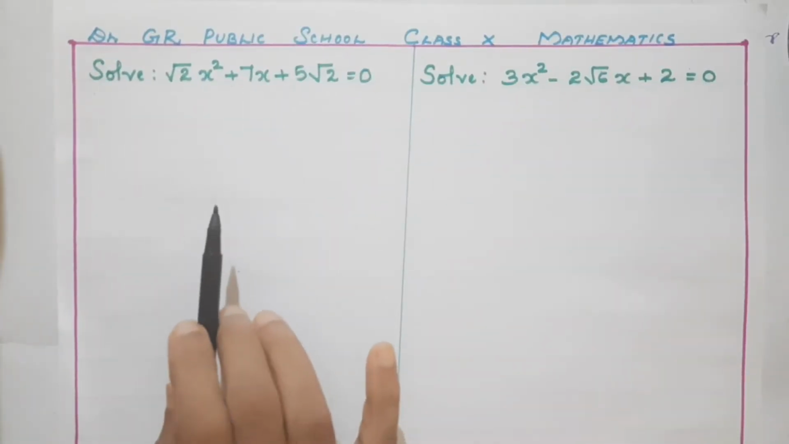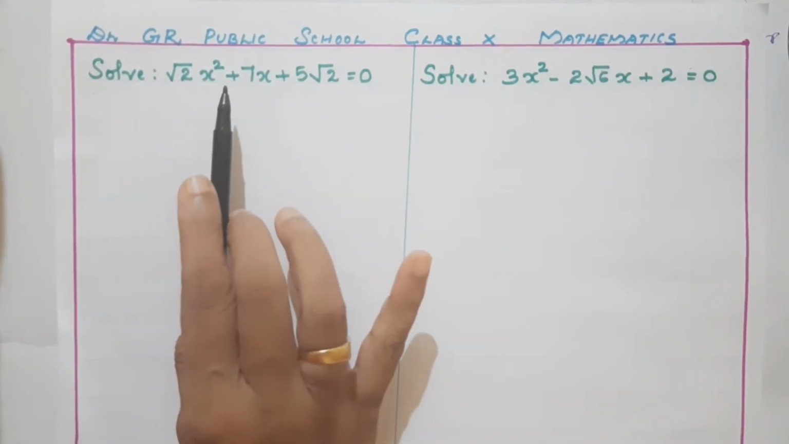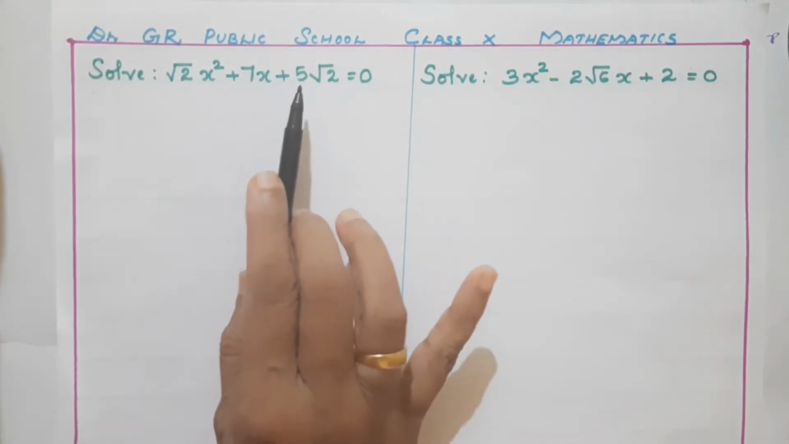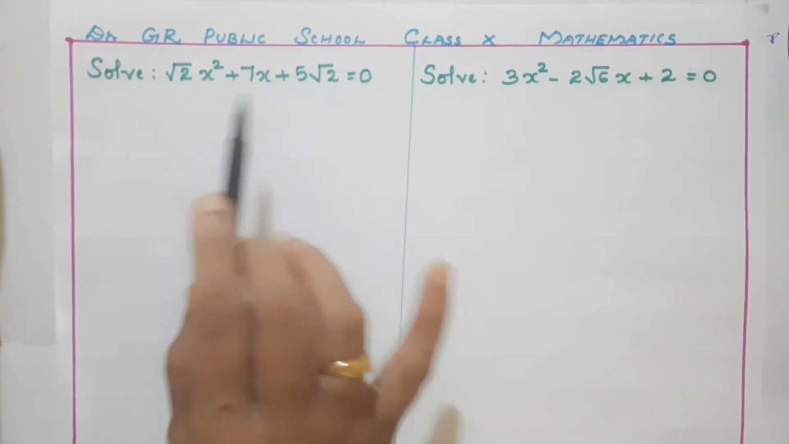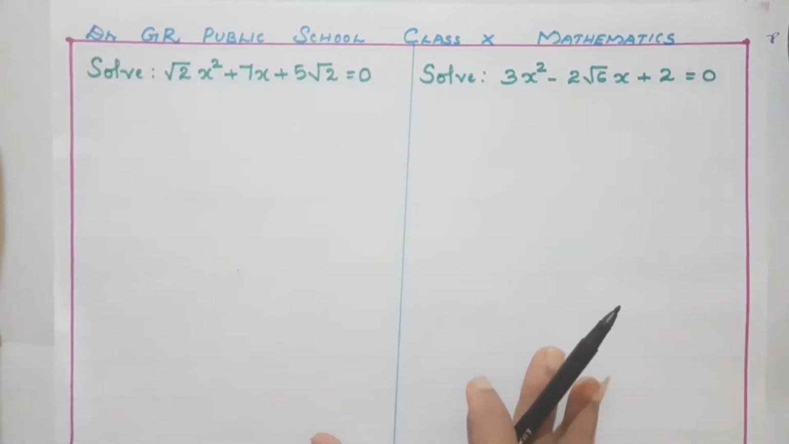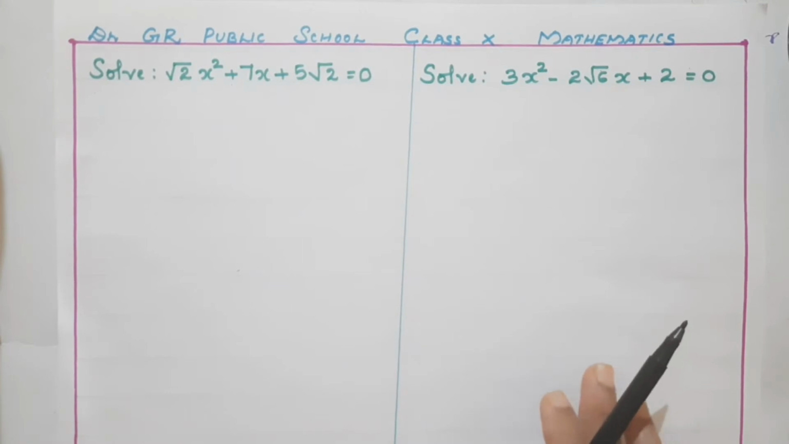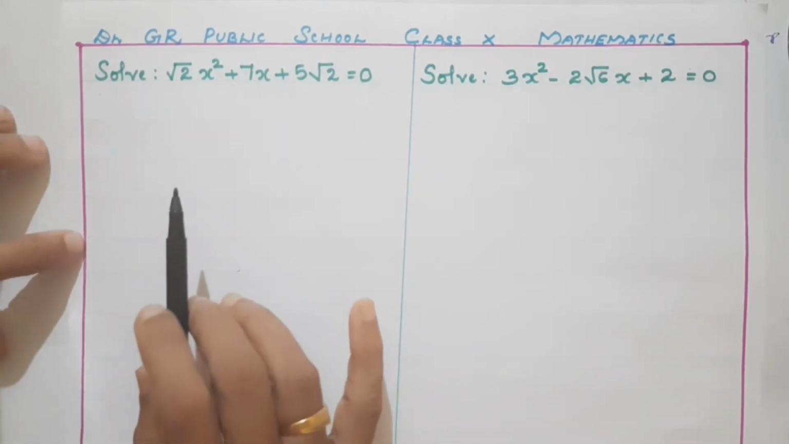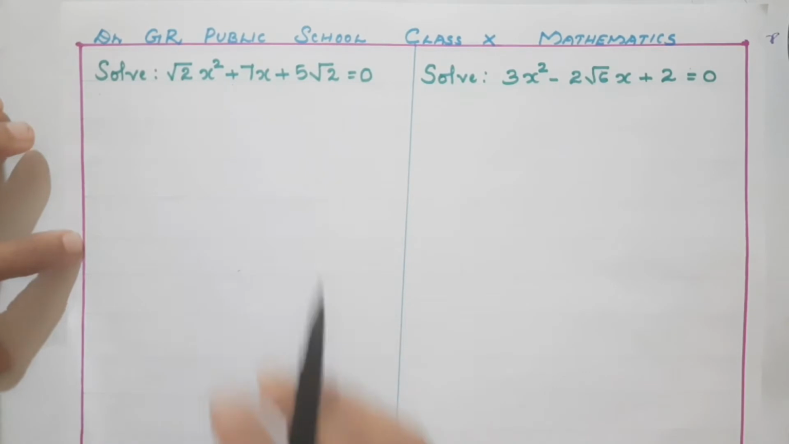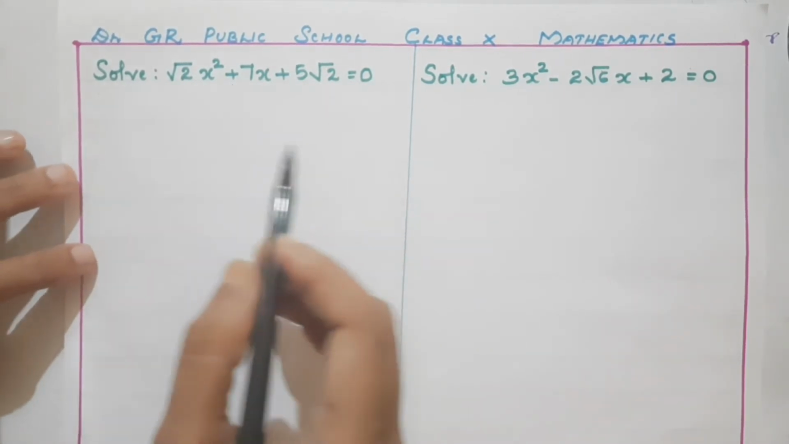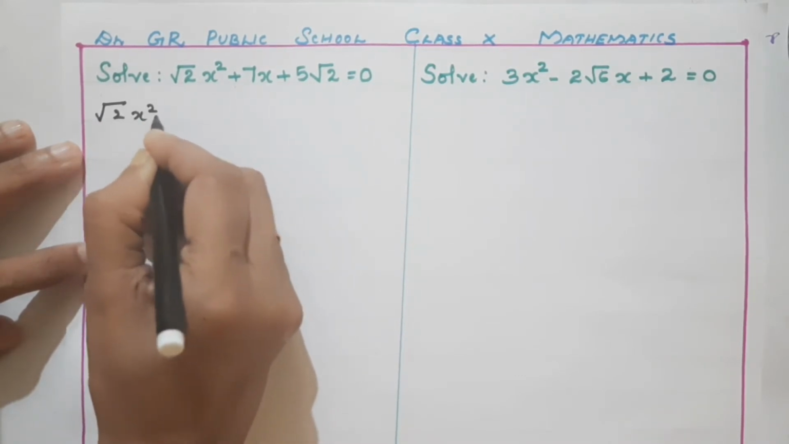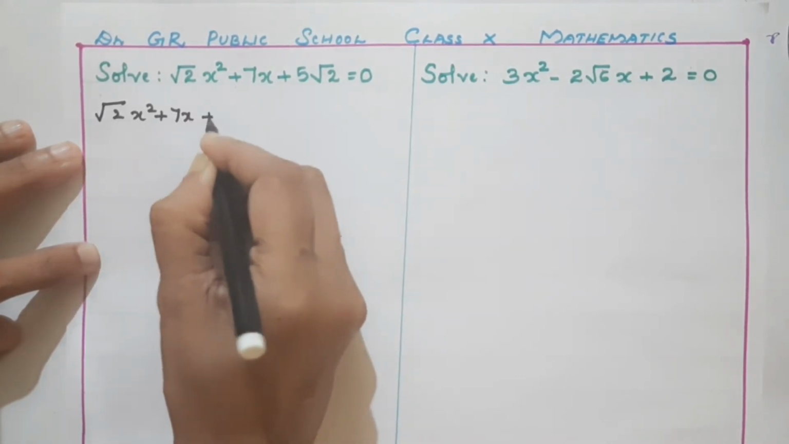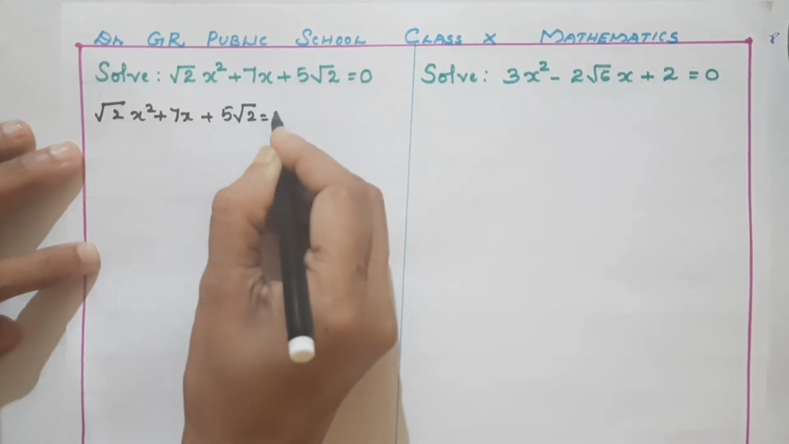So next question. Solve root 2x square plus 7x plus 5 root 2 equal to 0. Okay. Here we have irrational numbers as coefficients. But this is also a very simple question. When we simplify this, you can understand this is very easy. So what is our equation? Root 2x square plus 7x plus 5 root 2 equal to 0.